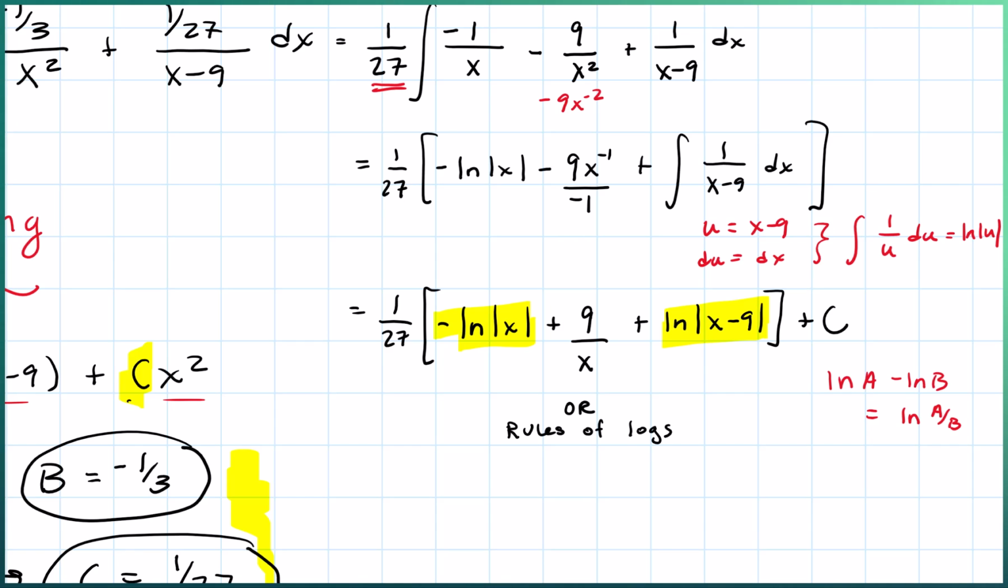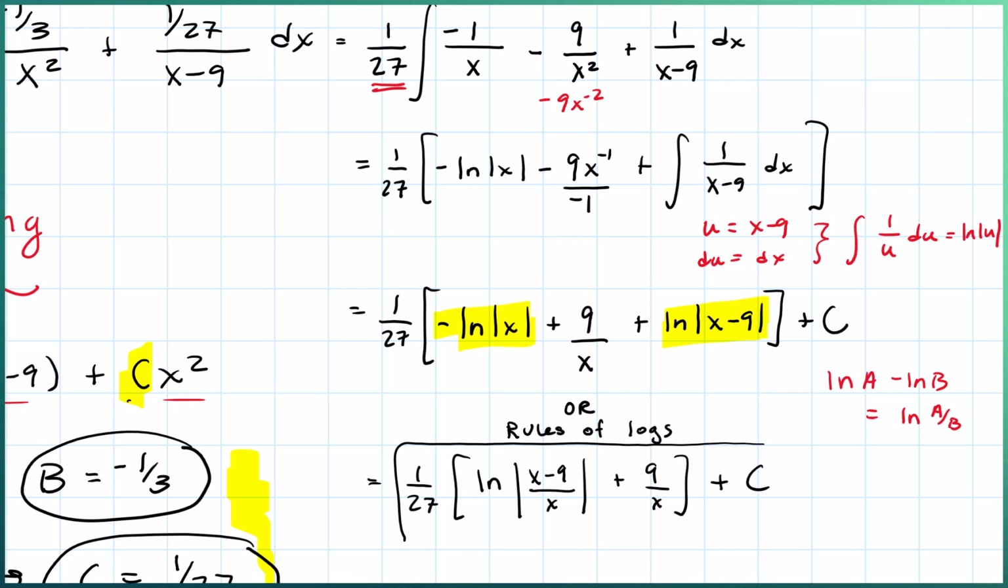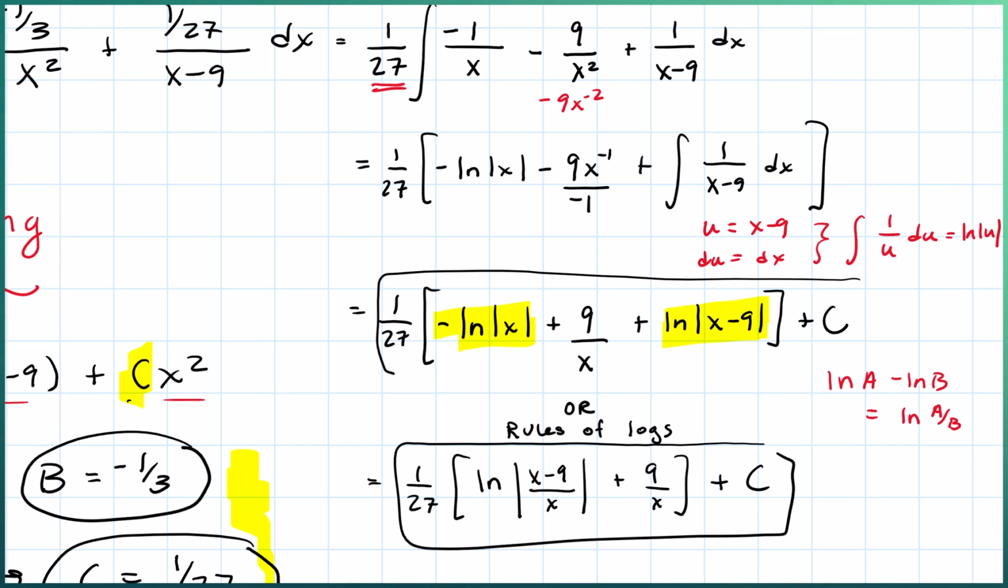And my rules of logs say that this becomes 1 over 27 times the natural log of the absolute value of x minus 9 divided by x, because of the negative natural log of the absolute value of x, plus c. So just one of those things like, do we want to write it that way? If we see it, that might be really handy, but we don't have to write it that way. We could leave it in its expanded logarithmic form, but that's just pulling those logs together. So either of those forms works for our solution.